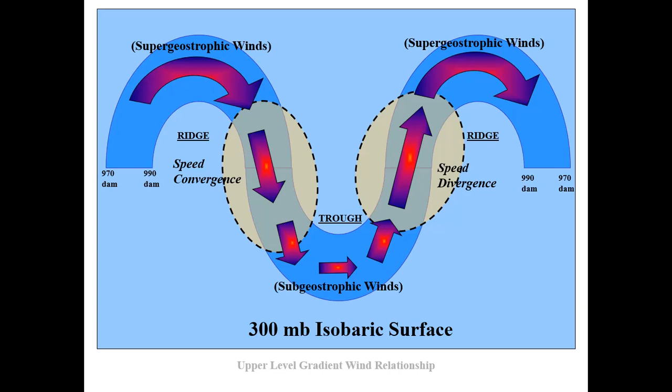So the conversion from subgeostrophic in the trough to supergeostrophic in the ridge results in an area of speed divergence. And with an area of speed divergence, the air wants to rise in the vertical, clouds form, adiabatic cooling happens, you get storm development. That's the oval area there with the dark hashed line around it. That's an area of speed divergence in the jet stream. That's a favorable area for low pressure to develop.